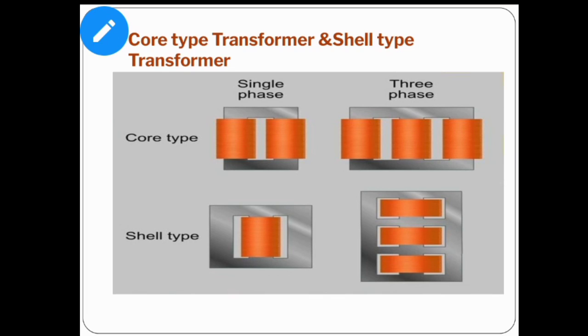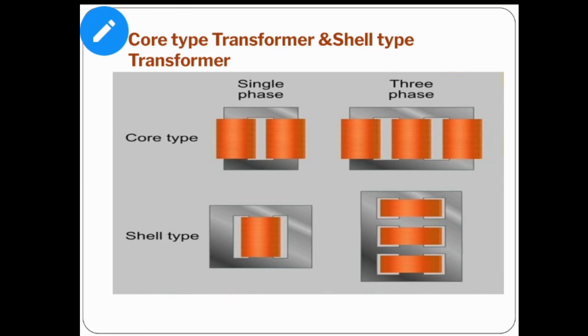Next, the core type transformer requires more copper and less insulating material. Please remember this. But the shell type requires less copper and more insulating material. The final one is that the core type transformer is used for small kVA rating transformers, that is in distribution transformers, and the shell type transformer is used for large kVA rating transformers. These are all the differences between core type and shell type.